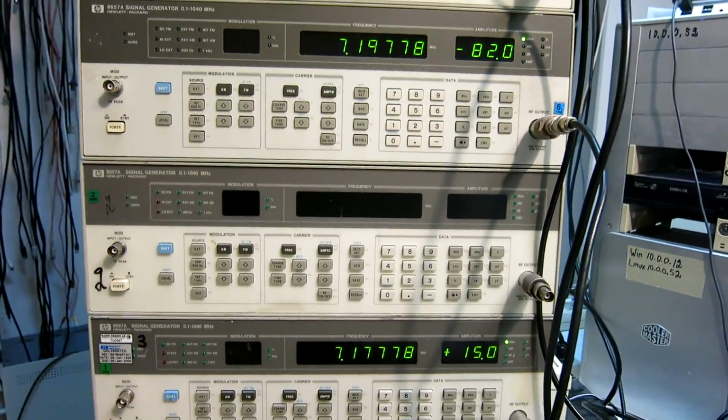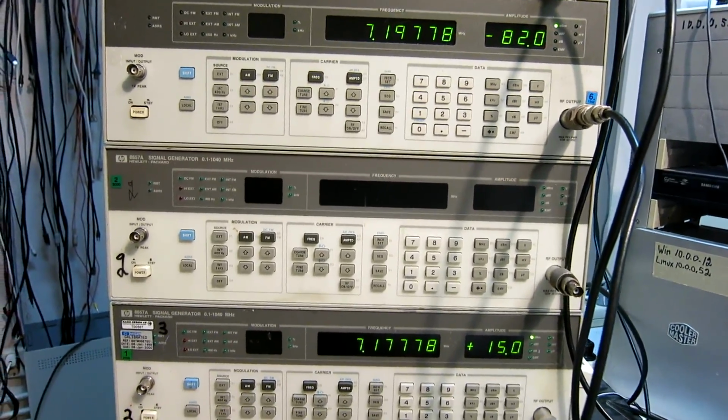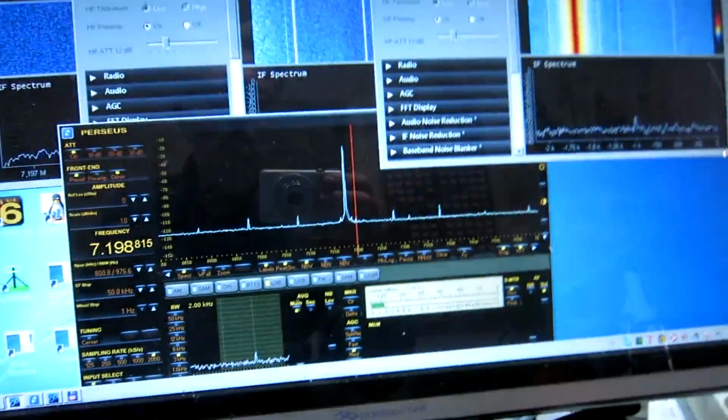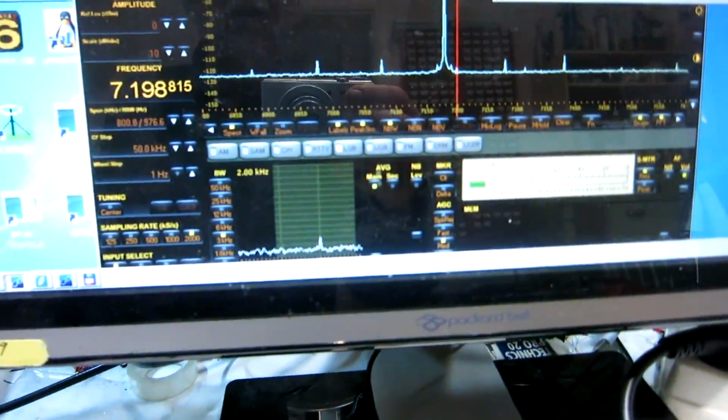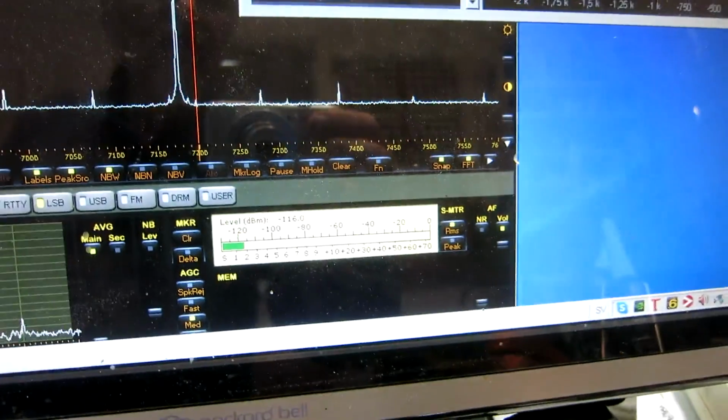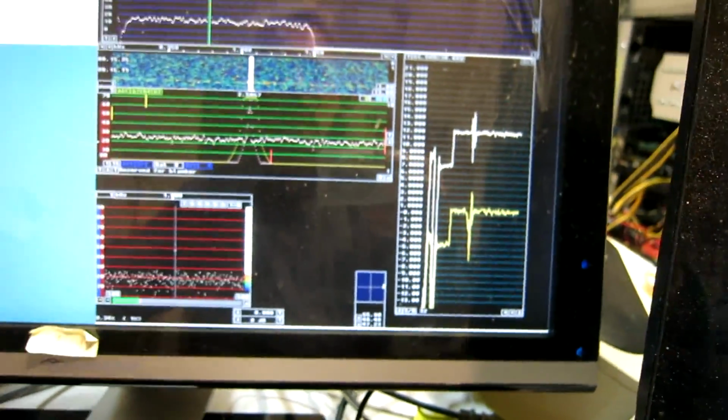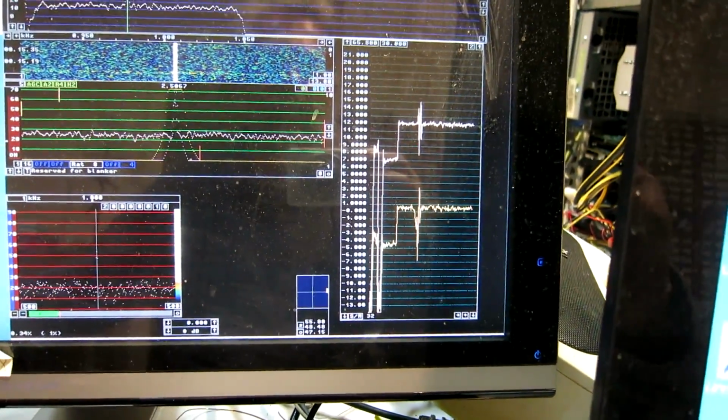The offset is now 20 kHz, 20 kHz below the desired frequency. And I'm listening to the Perseus, and bring up the signal level until I see 3 dB degradation.